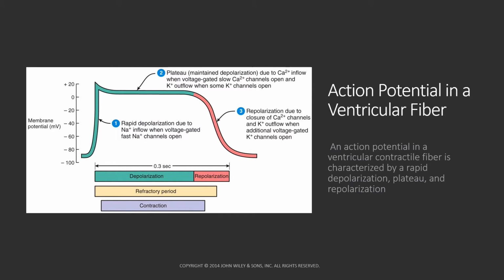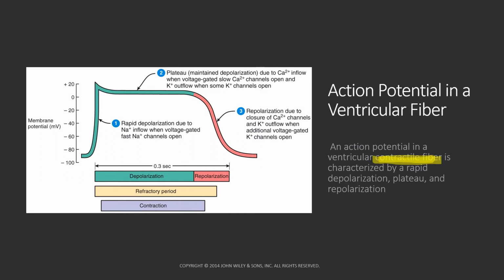So the action potential that's initiated by the sinoatrial node travels along the conduction system that we talked about in the last video and spreads out to excite the atrial and ventricular muscle fibers. And these working atrial and ventricular muscle fibers are called contractile fibers. So these are the fibers that are actually going to contract when the heart pumps.